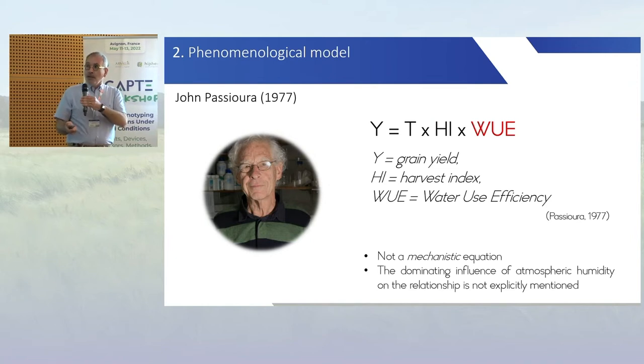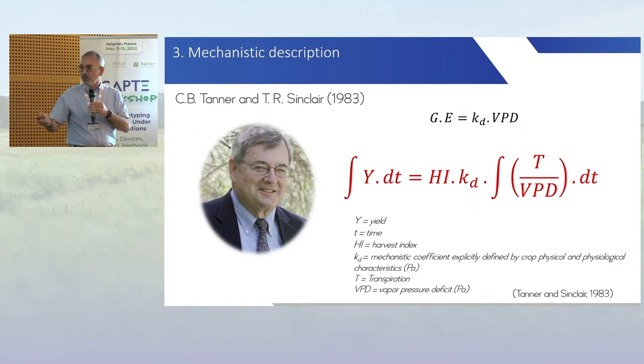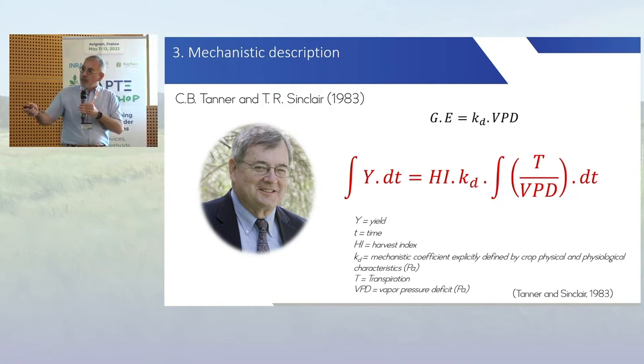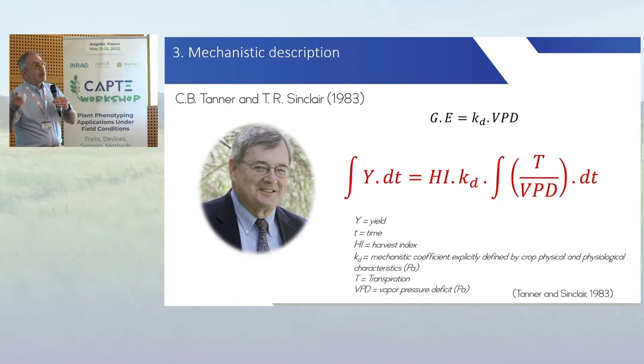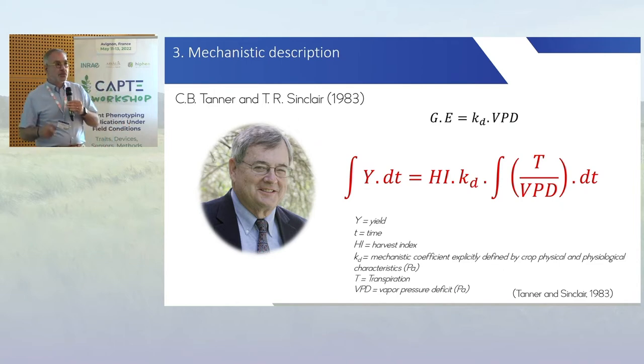Later on, Tom Sinclair and Tanner gave a more mechanistic way of looking at yield through this equation that integrates yield as a function, of course, of harvest index, but brings back the vapor pressure deficit, which is the atmospheric humidity, into the picture. And it also brings into the equation a coefficient that is a mechanistic coefficient explicitly defined by physiological properties of the crop. We'll come back to this later.